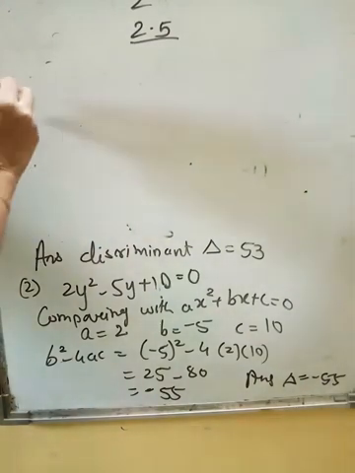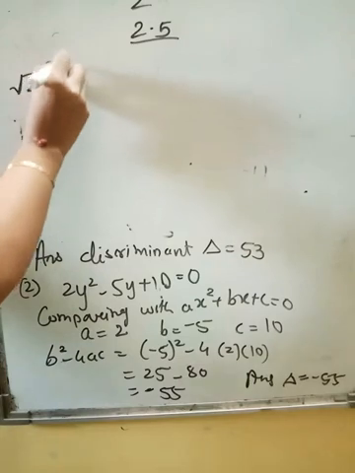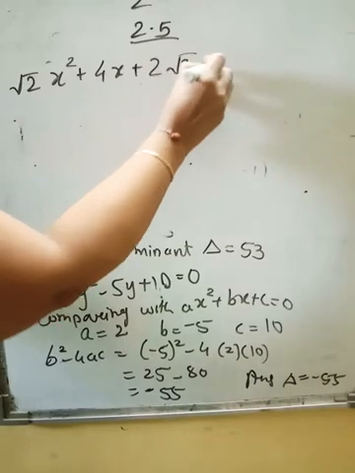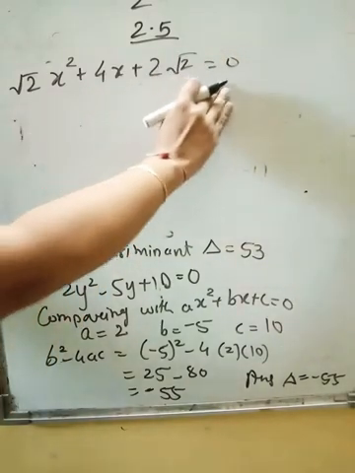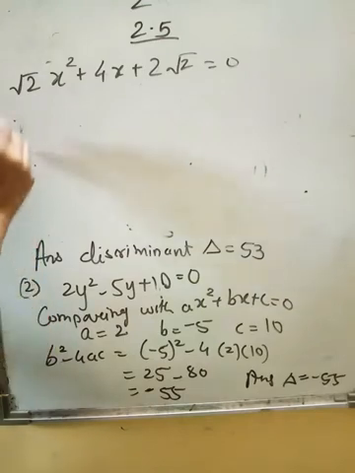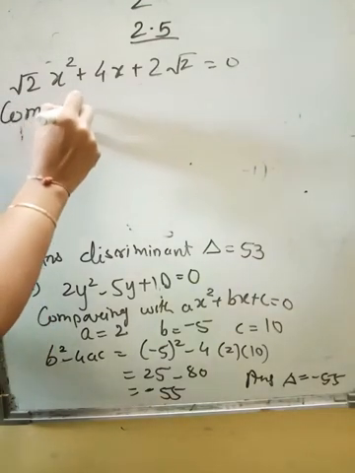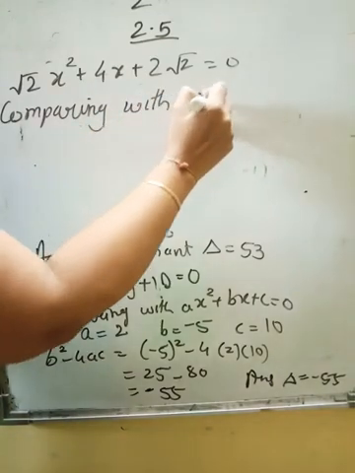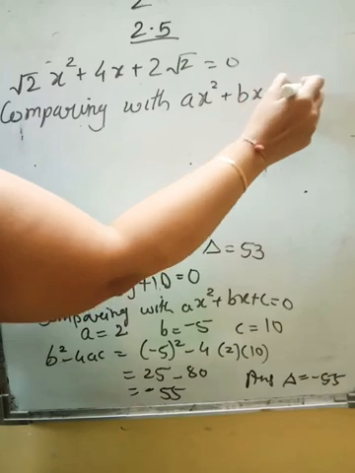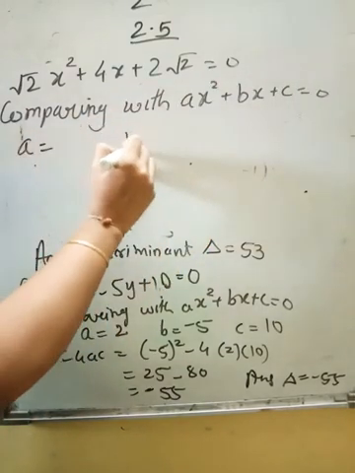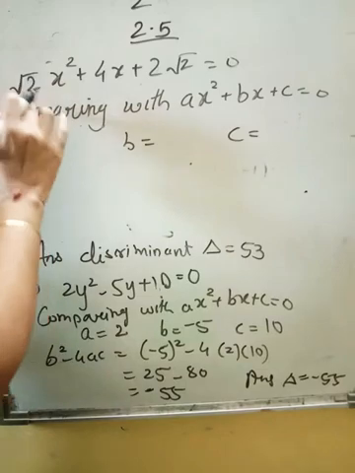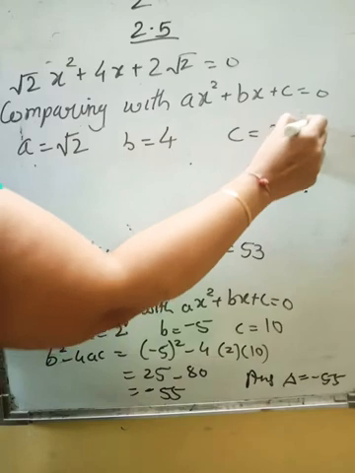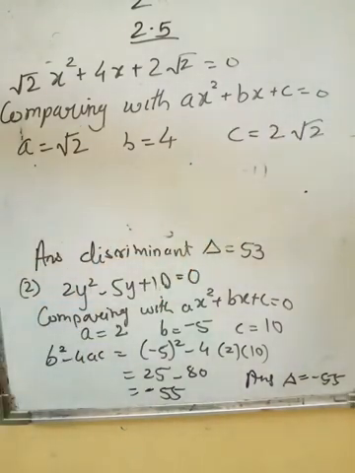Third one is root 2 x square plus 4x plus 2 root 2 equal to 0. Is it in a standard form? Yes, it is in a standard form. So now comparing with ax square plus bx plus c equal to 0, a is root 2, b is 4, c is 2 root 2. Good, very good.